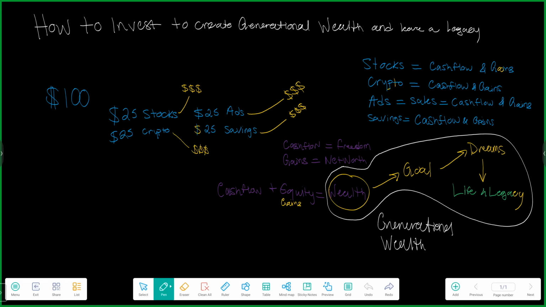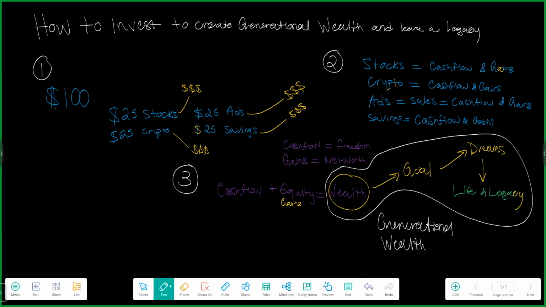So we're going to go through a 1, 2, and 3-step process of how you can invest to create generational wealth and leave a legacy. So the $100 is divided $25 apiece to stocks, cryptocurrency, advertisement, and savings, which then go on to produce even more income and cash for us in the future.